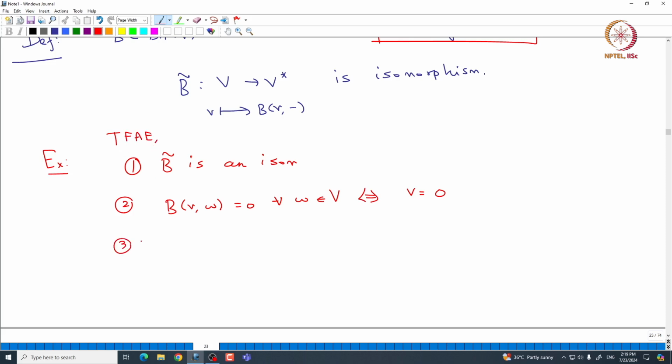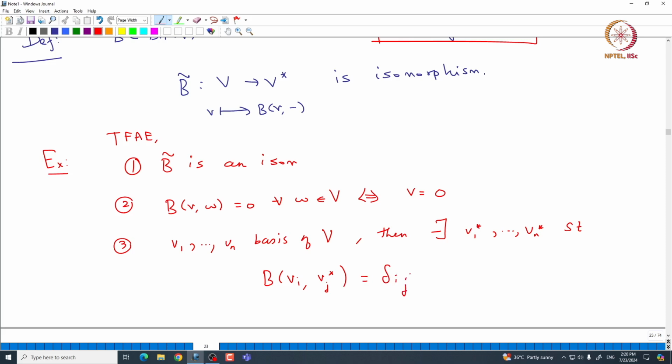Now, if we take some basis, there will be a dual basis with respect to the form given by B. If we start with a basis v1 through vn of V, then there exists another basis, the dual basis, such that B(vi, vj star) is exactly delta ij.